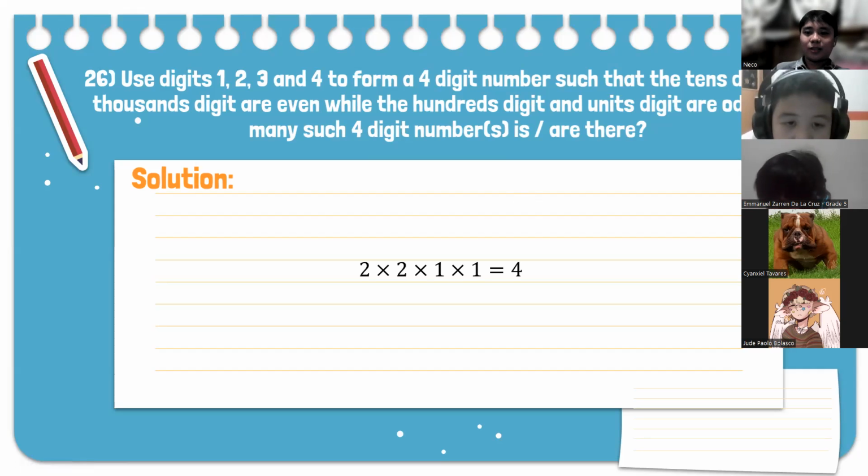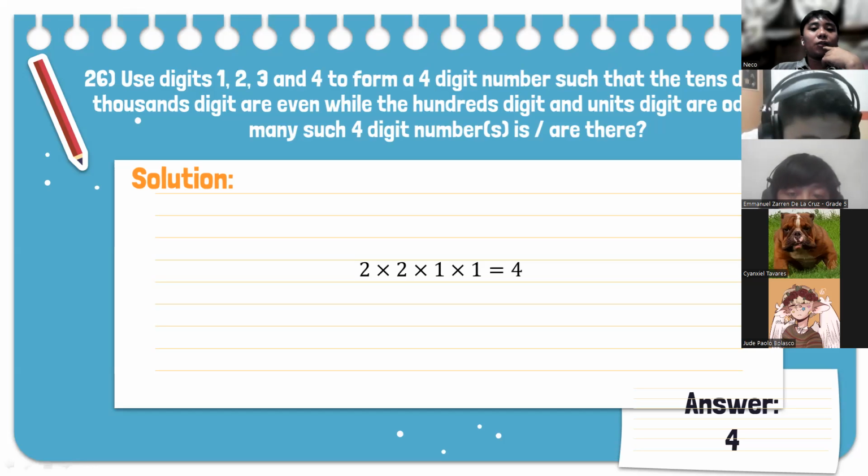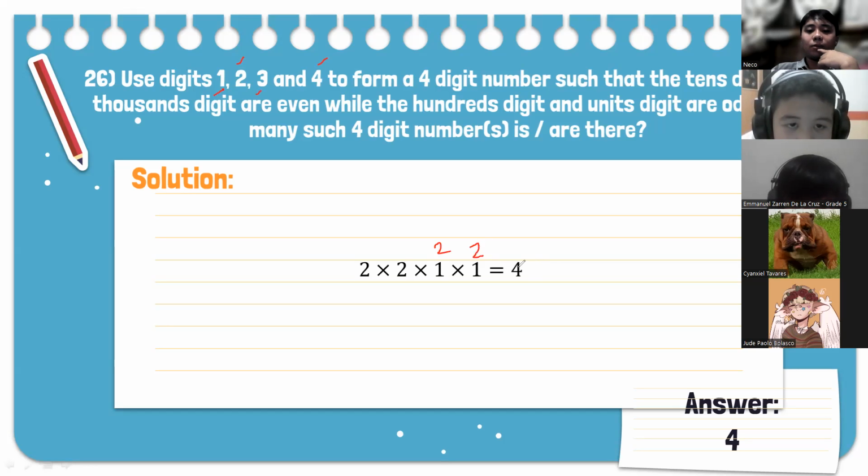Use the digits for such that the tens digit and thousands digit are even, while the hundreds digit and the units digit are odd. Oh, this one's kind of strange because it doesn't say that you can't repeat, but in here, yes, they're doing that. It should have been 16, right? Like 2 to the 4, because you have 2 odds and 2 evens. Does it say anywhere that you can't repeat? Yeah, it doesn't say anywhere, so it should have been 16, right? 2 times 2 times 2 times 2. So it should have been 16. Meaning the slides are wrong.